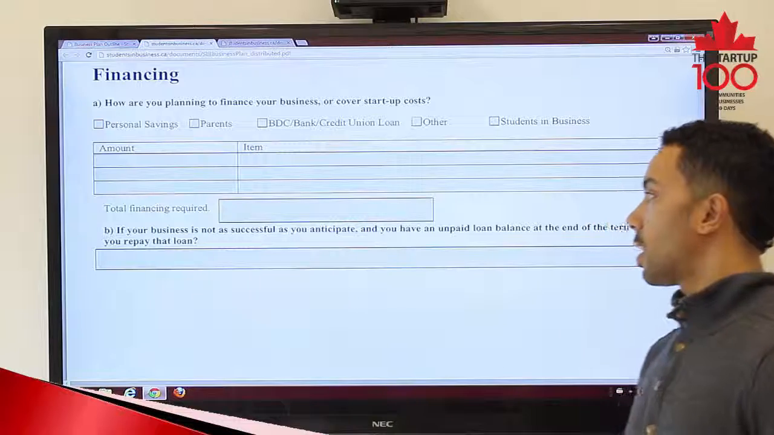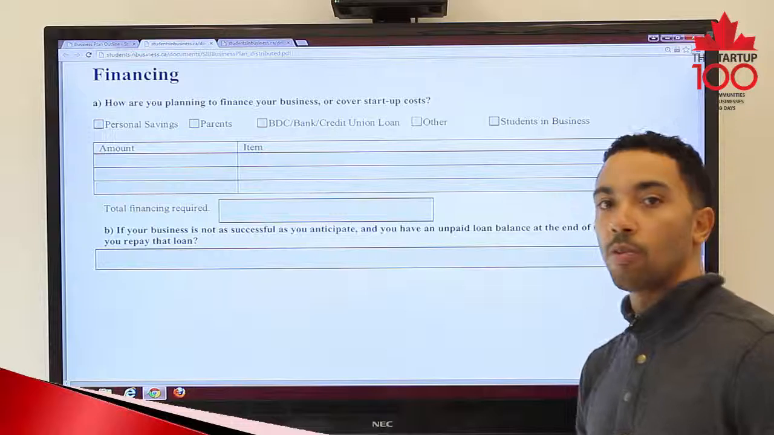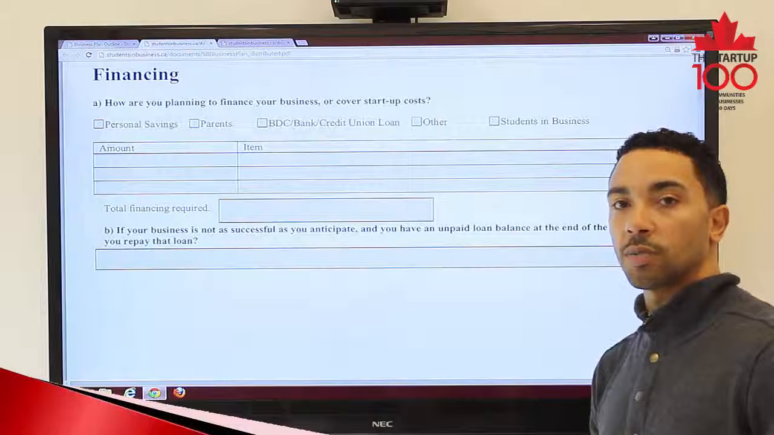Part B, if your business is not successful, we want you to explain how you plan to pay the loan back. That's it for the Student and Business Plan template.